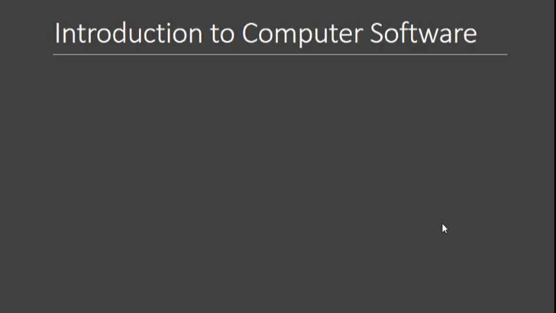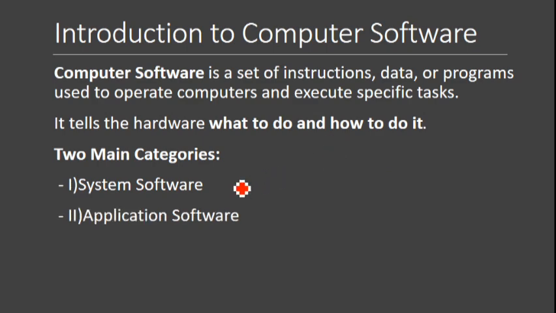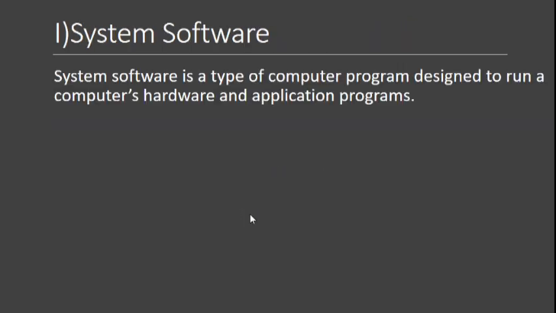First, we should understand what is meant by computer software. Computer software is a set of instructions, data, or programs used to operate computers and execute specific tasks. So, software is a set of instructions or programs that are used to run the computer and execute specific tasks. The computer software tells the computer hardware what to do and how to do various tasks or functions. Computer software is divided into two categories: system software and application software.